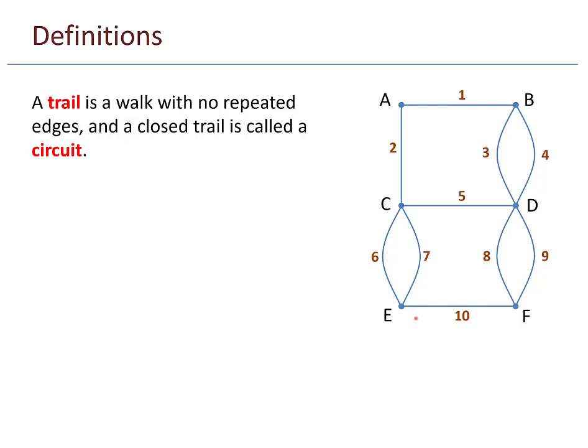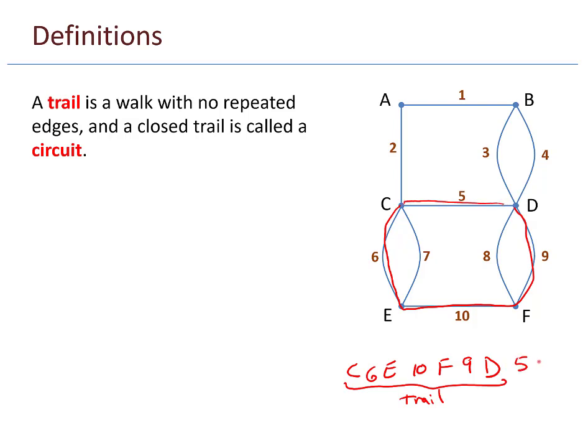Let's see, how about a trail? Something like C, 6, E, 10, F, 9, D. There we go, let me draw that out. C, 6, E, 10, F, 9, D. No edges are repeated, and so that is a trail. And if I continued it on, and I included 5, C, that makes this whole thing a circuit.